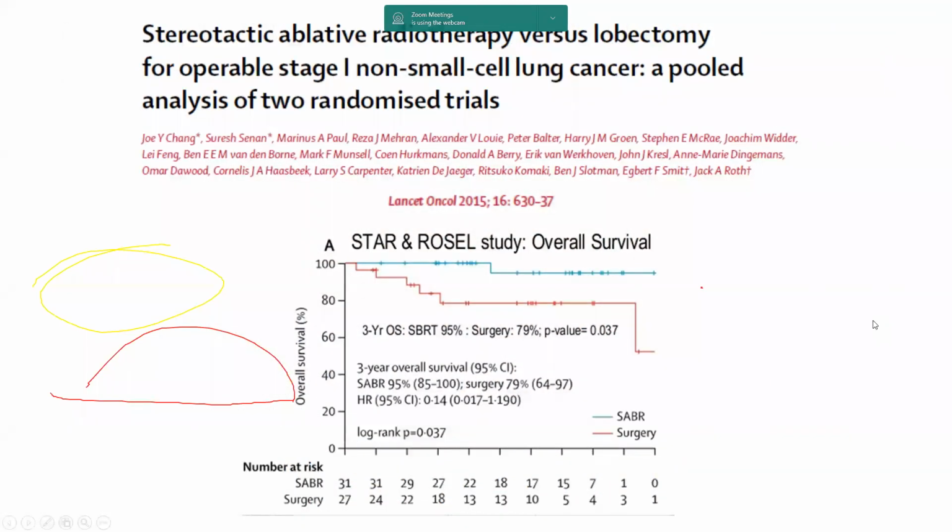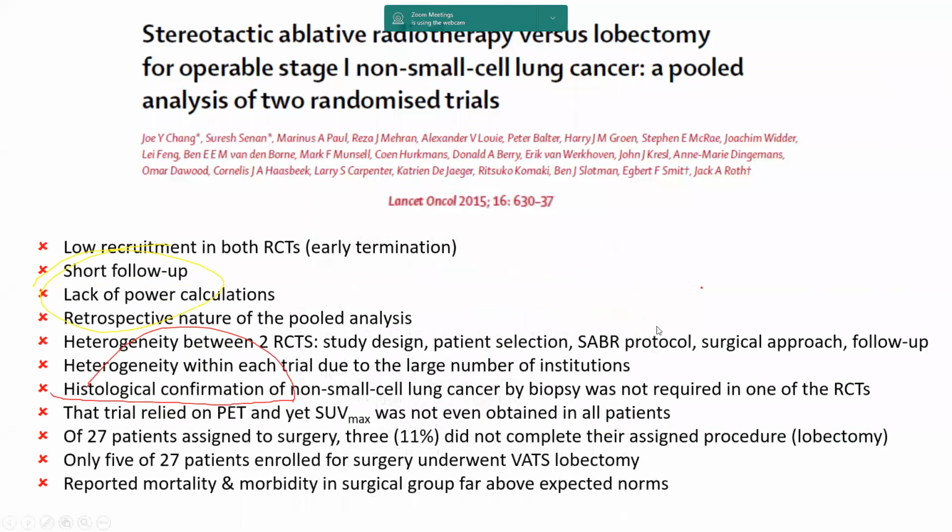Here's another example. Again, this is a bit more subtle. A lot of you are probably aware of this paper. We talked about this on Friday. This is a paper where they compared SBRT versus lobectomy for stage 1 lung cancer, finding that SBRT was better than lobectomy. As we said on Friday, this paper was terrible. It was full of terrible, terrible errors and poor science. And yet, it was published in the Lancet Oncology, a very high impact factor journal.